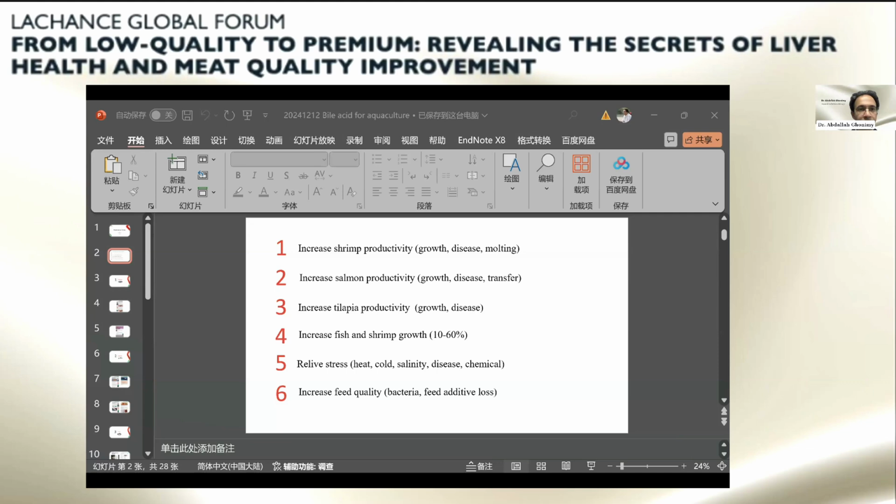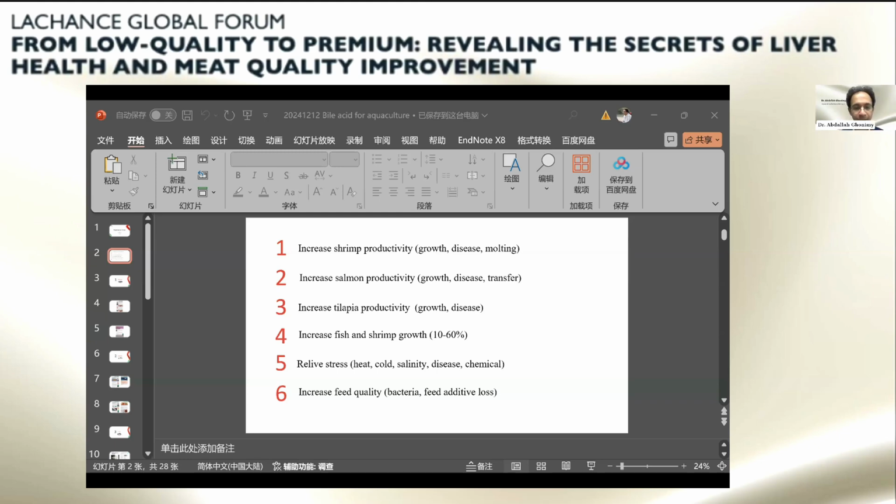Is it used in the water, or does it need to be mixed with the feed? Yeah, well, as we know, bile acid is an emulsifying agent, it gets water and oil together. So we have the bile acid and water and oil. So this is the point.